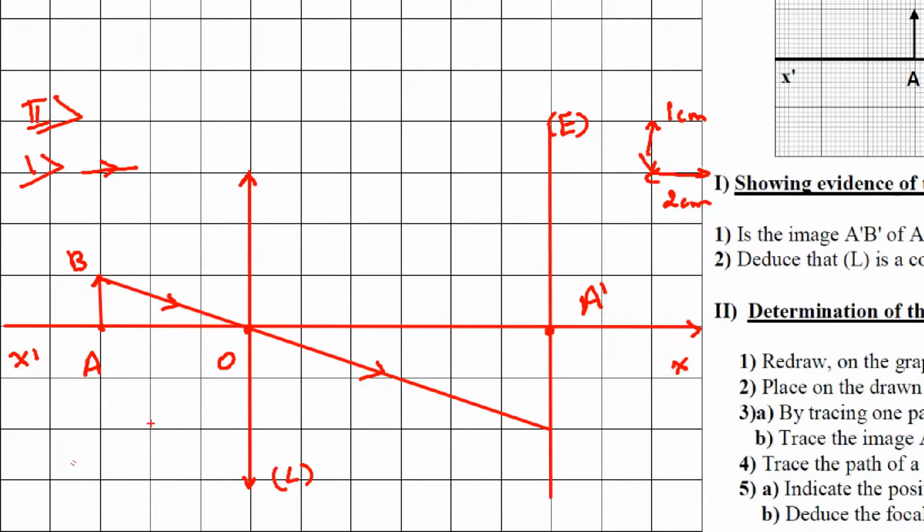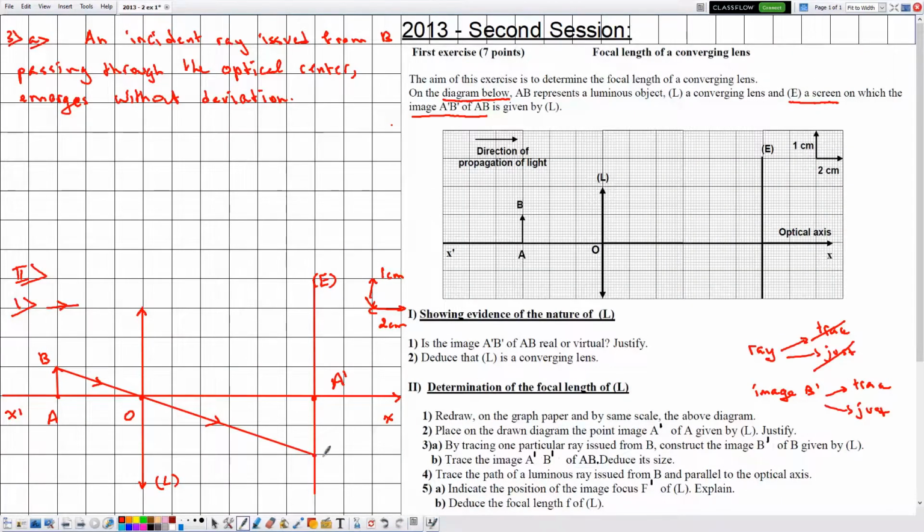So notice that because the object B belongs to this incident ray, the image B prime will belong to this emergent ray, and we already know that the image is being collected on the screen. Then the image B prime of B will be the intersection between the emergent ray and the screen, so this is B prime.